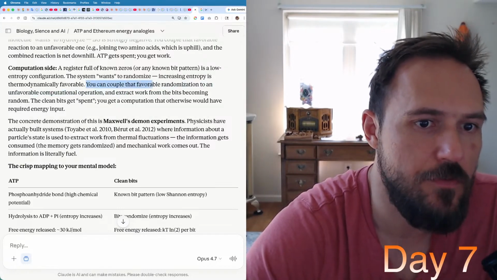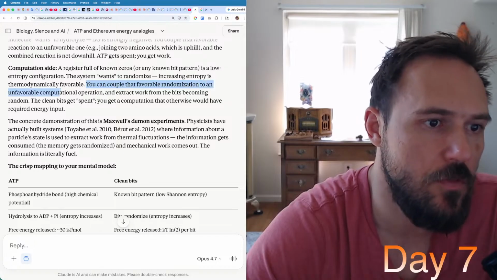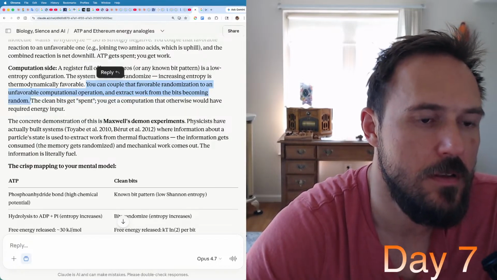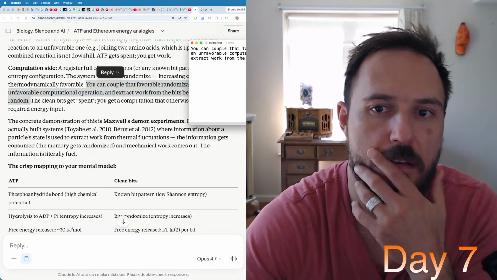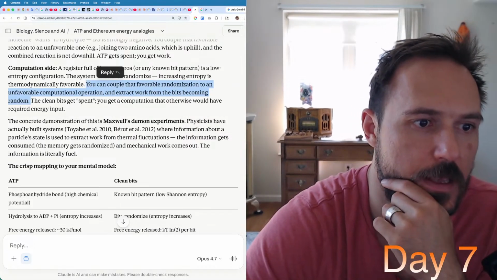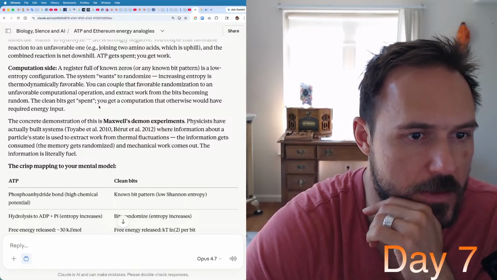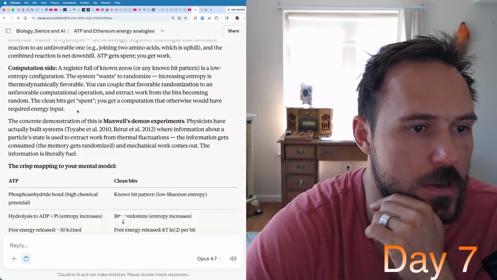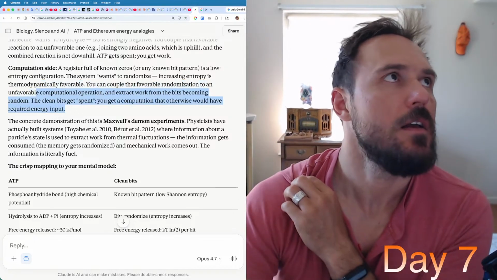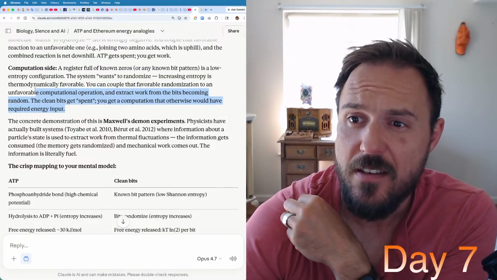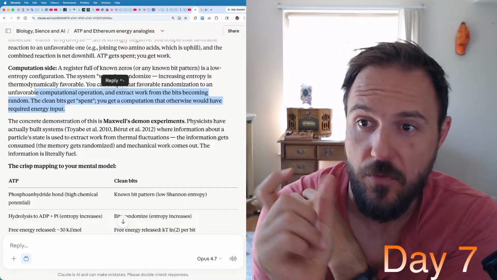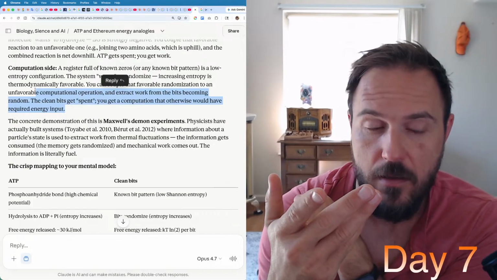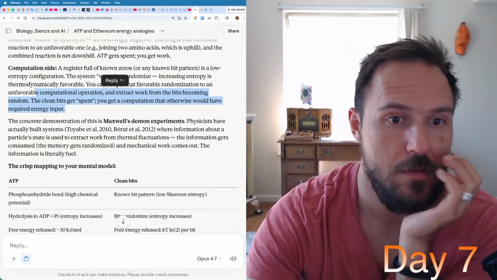You can couple that favorable randomization to an unfavorable computational operation and extract work from the bits becoming random. I love this. The clean bits get spent, you get the computations that otherwise would have required energy input. Oh, I know. Is e-ink something similar, because it requires energy only to flip the bit from black to white or from white to black, and then it just stays without power for ages?